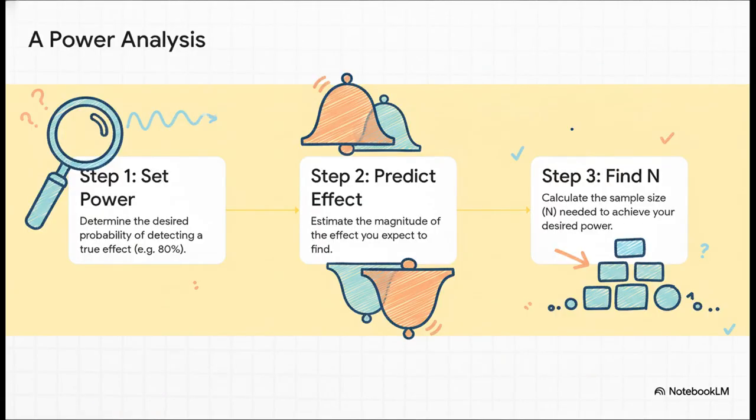This is so important. Before you run your experiment, before you talk to a single participant, you do what's called a power analysis. It's pretty straightforward. First, you decide on your desired power. 80% is a pretty common goal. Then, you make an educated guess about the effect size you're expecting. Once you have those two things, you can calculate exactly how many people you need in your study to have a decent chance of finding it.